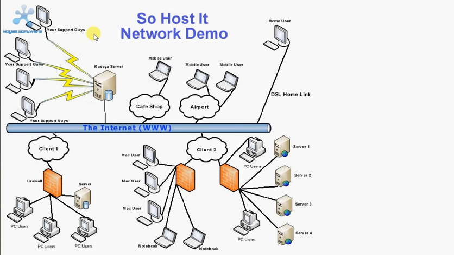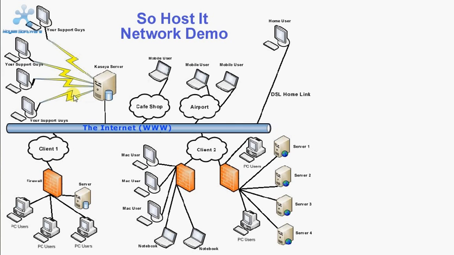You will now see in front of you the SoHostIt.com network demo diagram. Just starting at the top left hand side, you will see your help desk support guys' computers. This is symbolizing your support facility. In this case we have four PCs. They are all network connected to the Kaseya server. In your case, the Kaseya server is running in one of SoHostIt's data centers and your support technicians' computers would simply be connected via an internet connection. All connections to and from the Kaseya server are encrypted, so there is no chance of a connection ever being hacked.